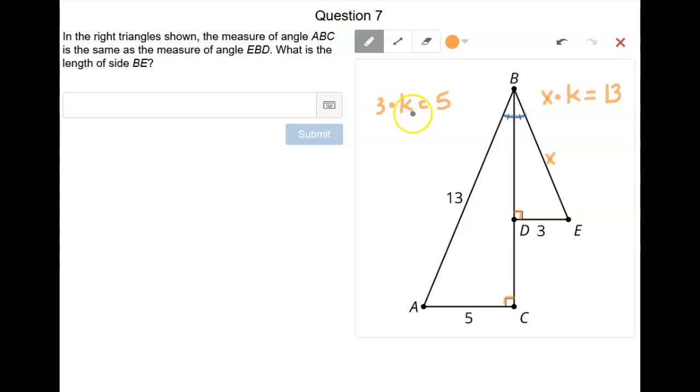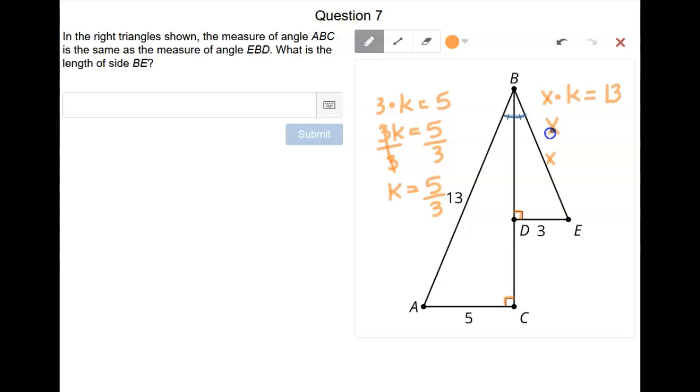All right, so over here, we're going to figure out what k is, and then once we figure out what k is, we're going to substitute it over into this equation. So to get k by itself, remember, this is the same thing as 3k is equal to 5. And so we're going to divide both sides by 3 to get k by itself. So k is equal to 5/3, or 1.67.